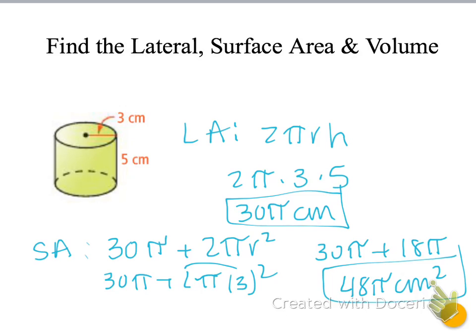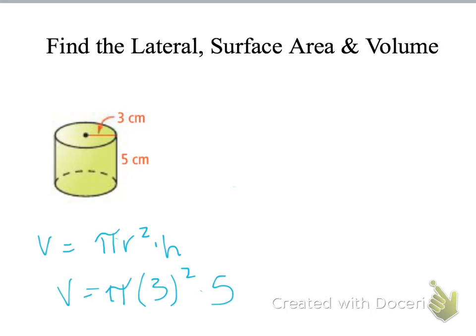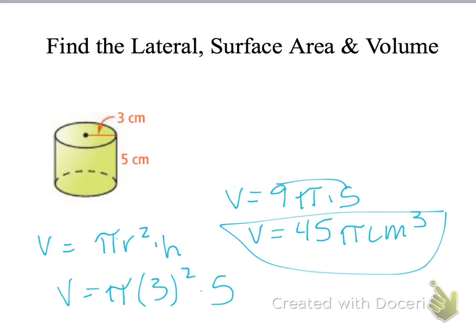Now we need to find volume. I'm going to erase all this so that we have room for volume. So our volume equation was pi r squared times the height. So V equals pi times the radius, 3, squared, times the height from top to bottom, 5. 3 squared is 9, 9 times 5 is 45, so we got 45 pi centimeters cubed.